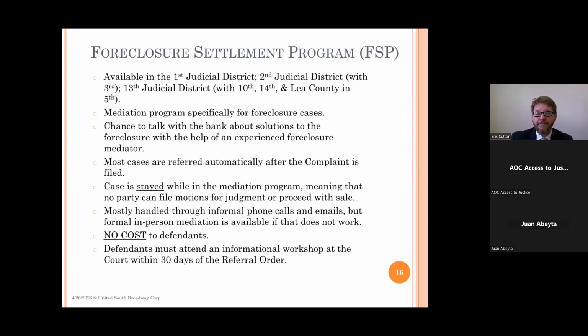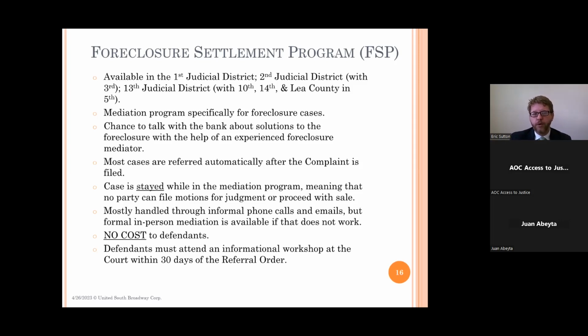Many cases are referred automatically soon after the complaint is filed. A mailing is sent to the borrower informing them that it's in the program and requiring the borrower to attend an orientation in order to continue their participation in the program. So again, checking for mail is very important, to make sure that they know that the program and the mediation are going on. The case is stayed in the mediation program.